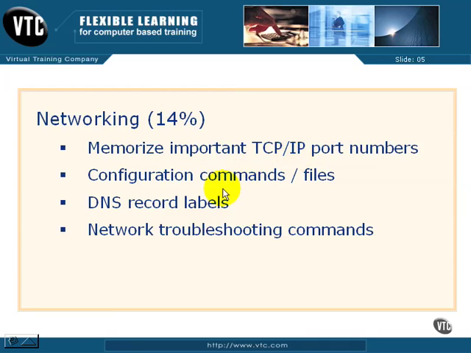It also examines the basics of network configuration commands and related files. It goes into some detail about DNS and what kind of labels you'll find in a DNS database. For example, MX is associated with a mail server. And finally, you'll look at some key network troubleshooting commands.